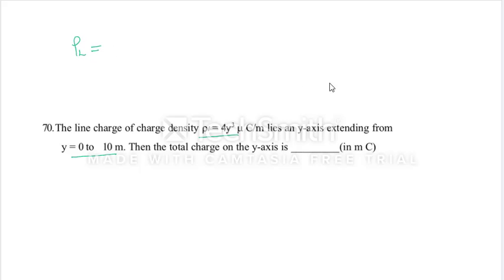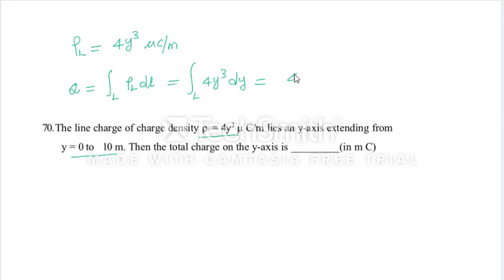Rho L is given, how much is it? 4y cube microcoulombs per meter. Now the total charge Q is given as the line integration of rho L into dl. The charge is along the y direction only, so it is the line integral of 4 into y cube into dl. I can simply say dy.